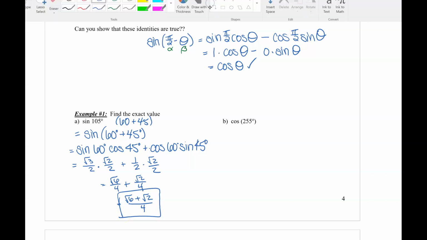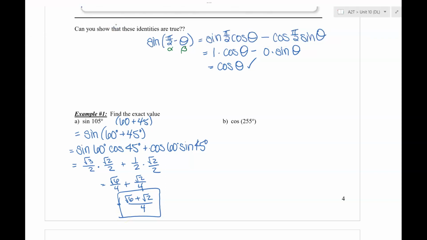Okay, so the next one says cosine of 255. Well, obviously that's not going to be 30, 60, or 45, but I do know that I can do 210. So we'll do the cosine of 210 plus 45. 210 has a reference angle of 30, and even though it's in the third quadrant, it's still usable because we know that it has that reference angle of 30.